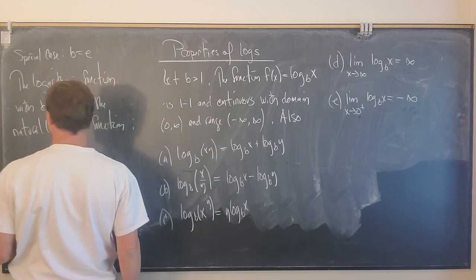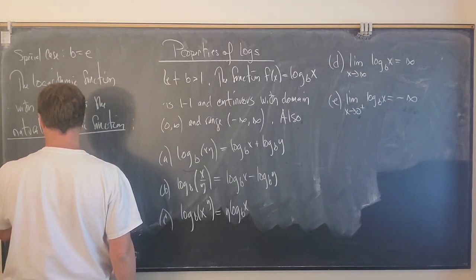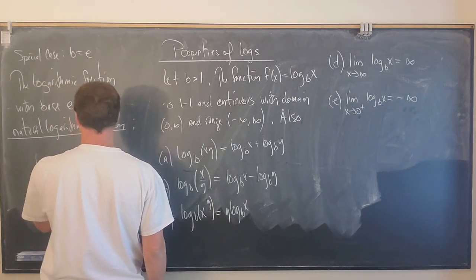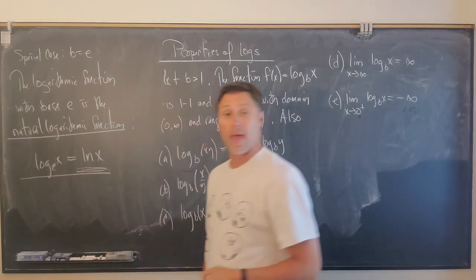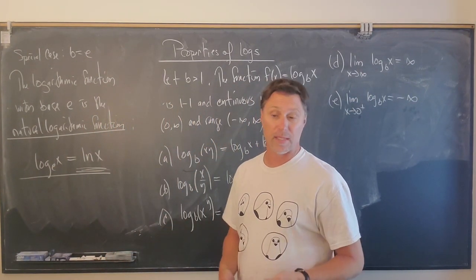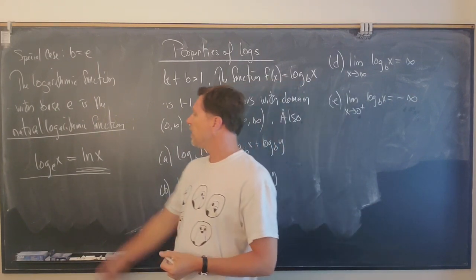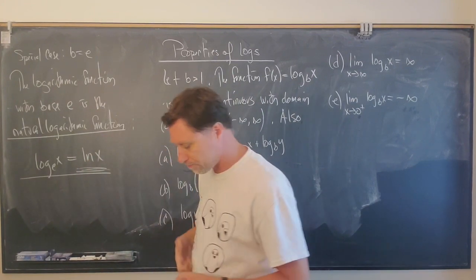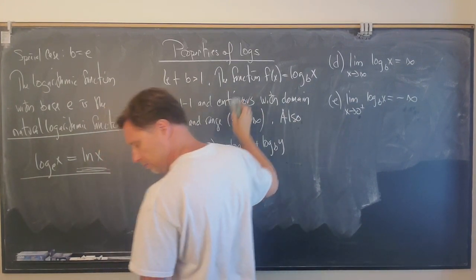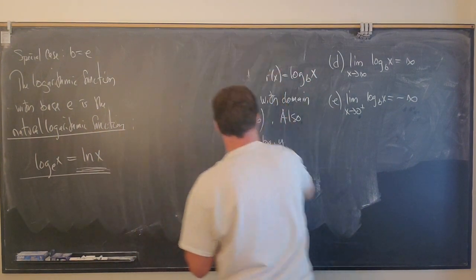And the way we write it, you'll never write log base e of x. It's always written ln of x. So the notation is right there. ln of x means log base e of x. And it turns out that in calculus, this is really the only one that matters, the one that we really care about. And here's the reason.